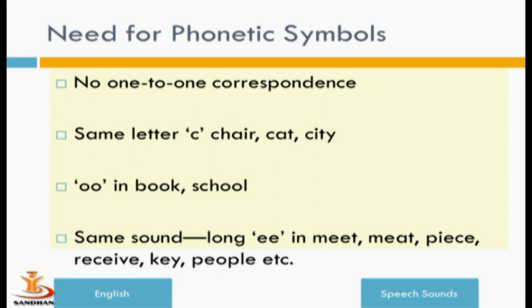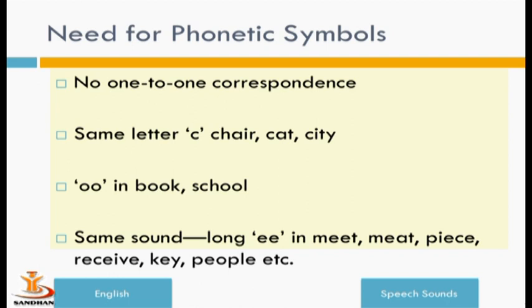That brings me to the question as to why, whether we are talking about vowels or consonants or diphthongs, we need symbols. We need symbols because, as I told you at the beginning of this lecture, in English there is no one-to-one correspondence between the letter and the sound. Look at the very simple example that I have of the letter C in 3 words: in chair, in cat, in city. So you've got ch, you've got k, and you've got s.